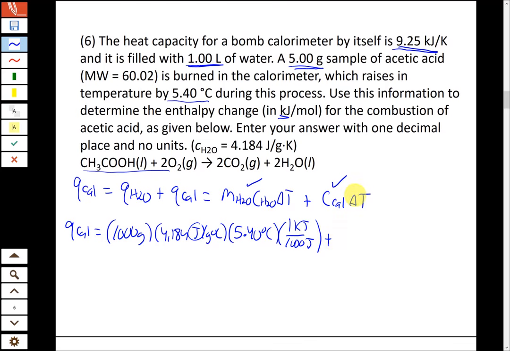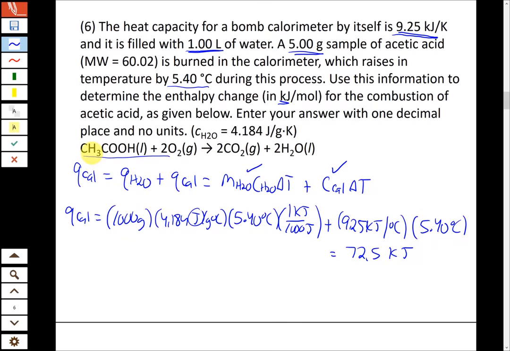And then the second term here is going to be 9.25 kilojoules. Now it's given as per Kelvin, but remember for heat capacities, because it's in terms of delta T, Kelvin and Celsius are interchangeable. So we can write that as 9.25 kilojoules per degree Celsius, same temperature change, 5.40. The whole calorimeter, the water and whatever the container is, are going to have the same delta T as the reaction takes place and as the temperature equilibrates. So when we add these all up, we get 72.5 kilojoules, provided that we did everything correctly.